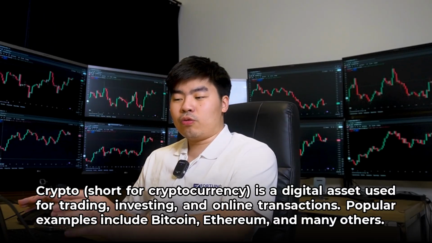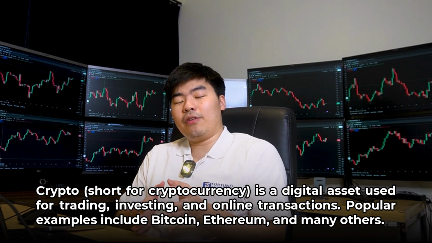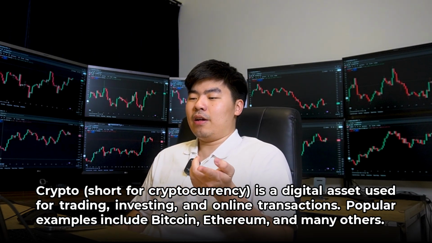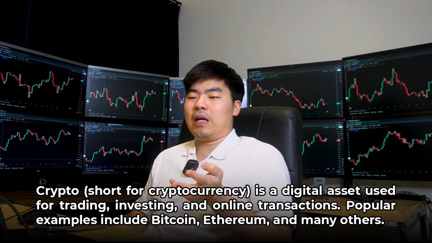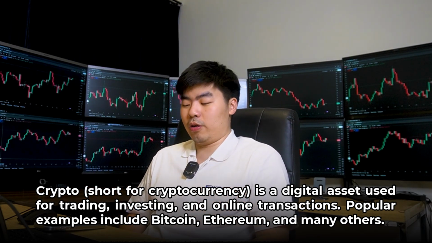Okay, so let's begin. What is crypto, or how to start trading? First, you need to know what crypto is. Cryptocurrency is a digital currency or digital asset used in trading, investing, or online transactions. Common examples are Bitcoin, Ethereum, or USDT. Those are the popular ones, but there are many more coins in cryptocurrency.